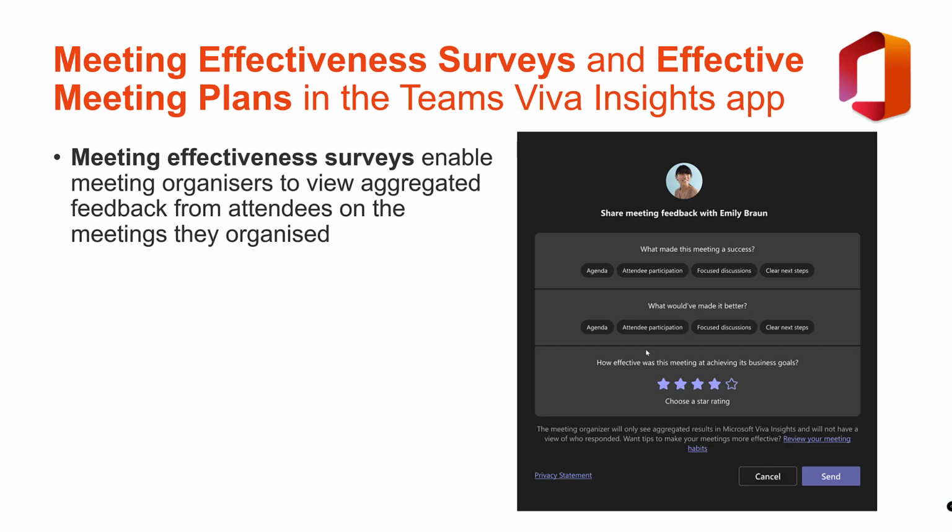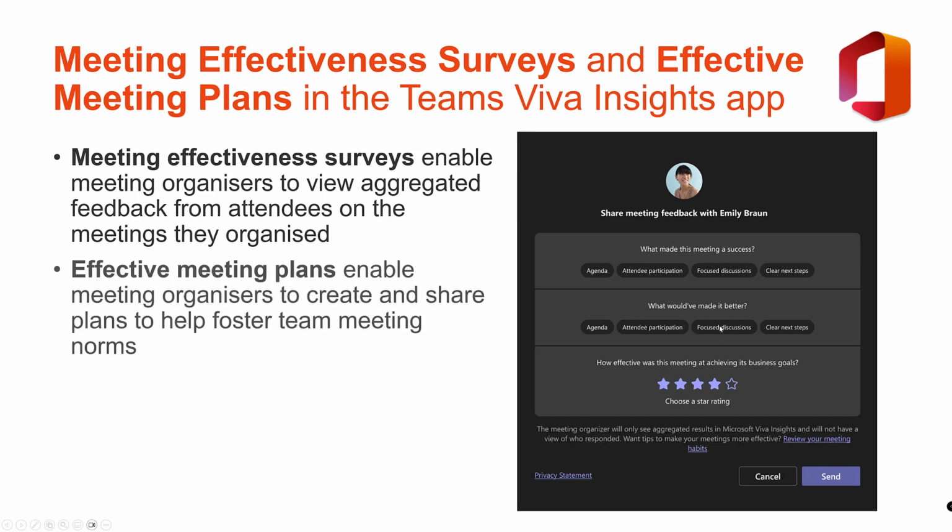This is an update for Viva, and unfortunately you need to have a license for it, but quite nice updates. Meeting effectiveness surveys and effective meeting plans in Teams. So at the end of a meeting, you can set this up as an organizer. People will see this, and you can get feedback for what would make your meetings better, what is good about them, and what can make them better. I think that is awesome.